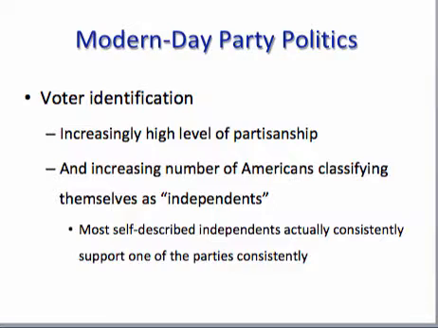So just because you are not registered with the party doesn't mean that you flip randomly between those parties. In general, what studies have shown is that those independents do, in fact, support one party or another reliably in the general election. They just don't vote in the primary.